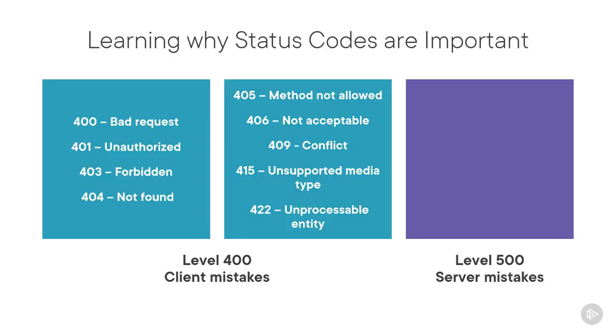And lastly, there's level 500, server mistakes. 500 internal server error should definitely be supported. This means that the server made a mistake and the client cannot do anything about it other than trying again later. That's a lot of status codes. No reason to learn them by heart. We will look into them when we encounter them. Let's fix the mistakes that are in our code at the moment.